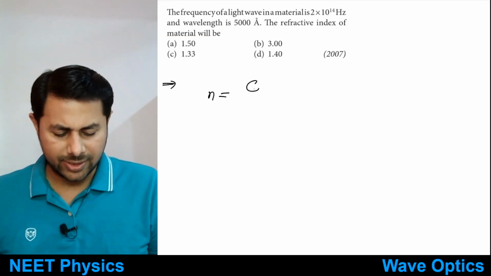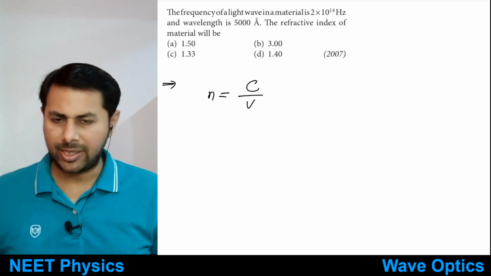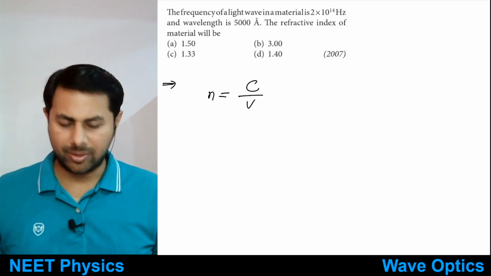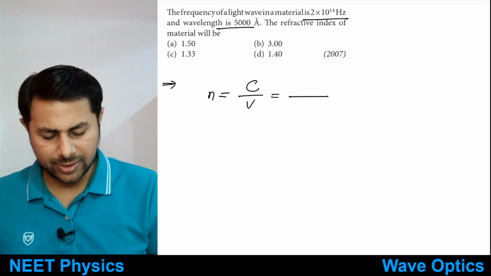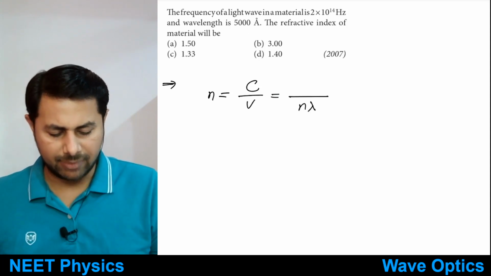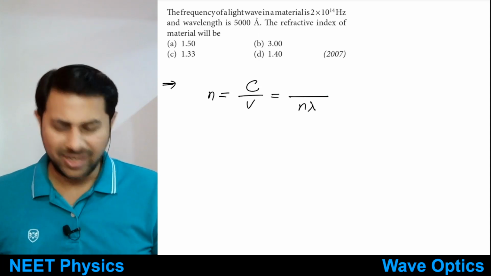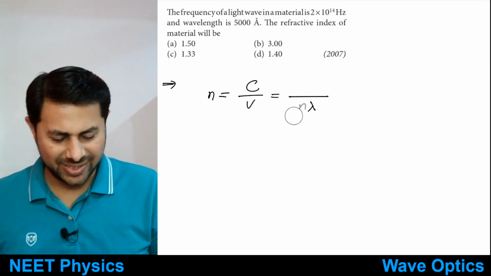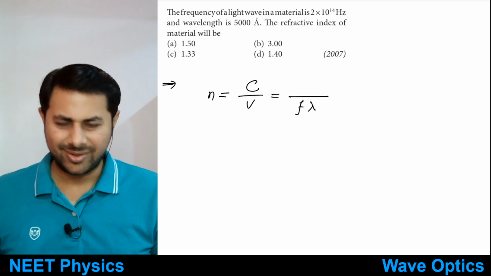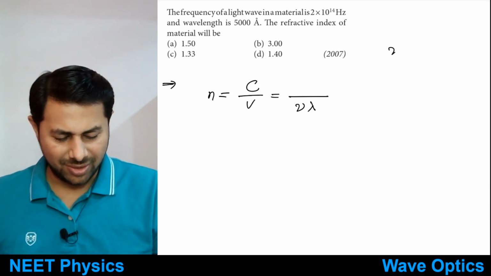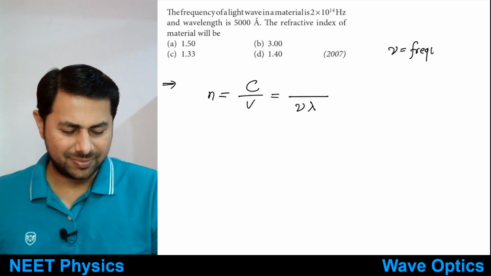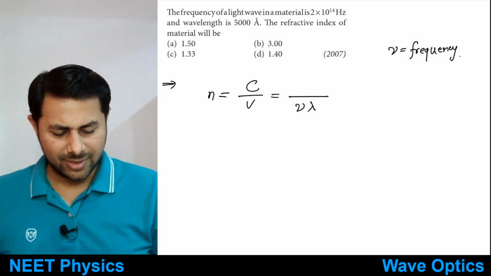Okay, so refractive index is what? Refractive index is just C divided by V, speed of light in vacuum divided by speed of light in a medium, and we know that V is equal to what? Frequency is given, wavelength is given, so V is equal to nu times lambda. But this n and that n are different, so let's say nu times lambda. Frequency is nu. Okay, nu is the frequency of light, and C is 3 into 10 raised to 8.